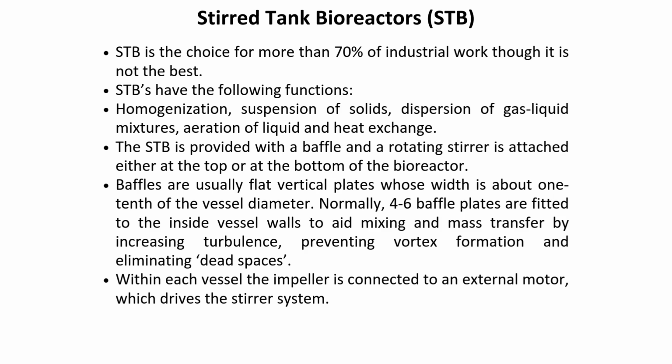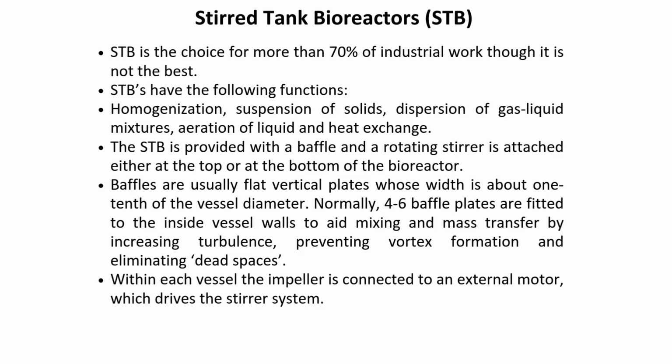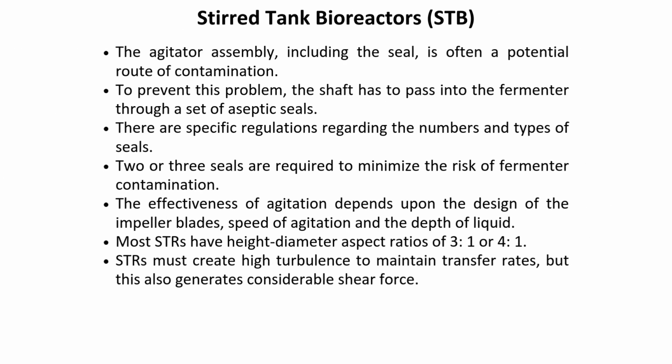Next, we explore some important considerations for stirred tank bioreactors. The agitator assembly, including the seal, can be a potential route for contamination. To prevent this, the shaft must pass into the fermenter through a set of aseptic seals. There are specific regulations regarding the number and types of seals required. Typically, 2 or 3 seals are needed to minimize the risk of contaminating the fermenter.